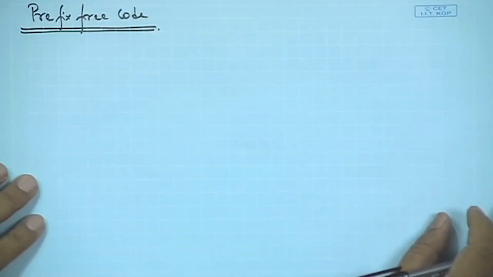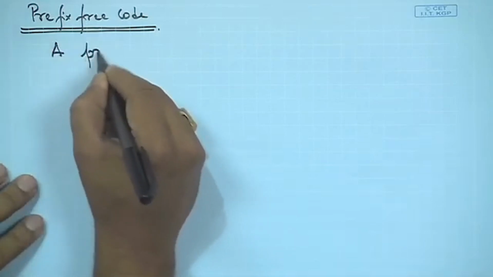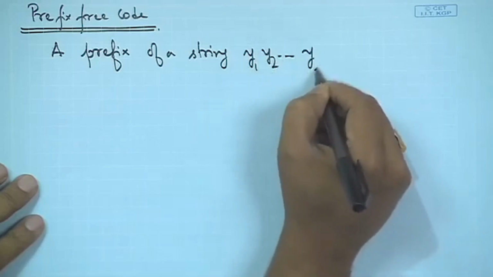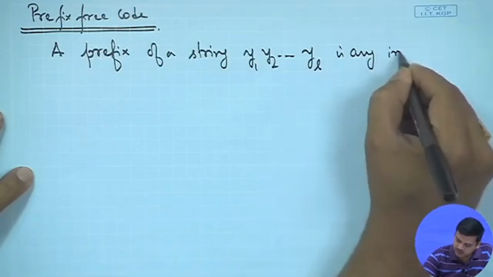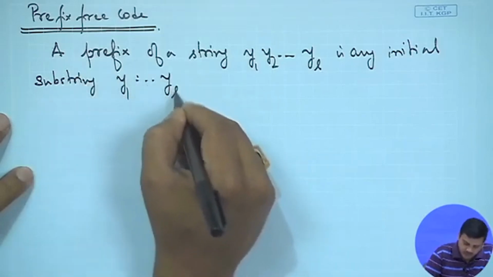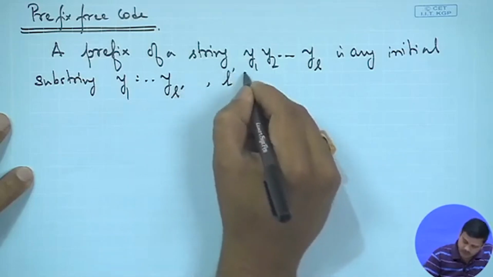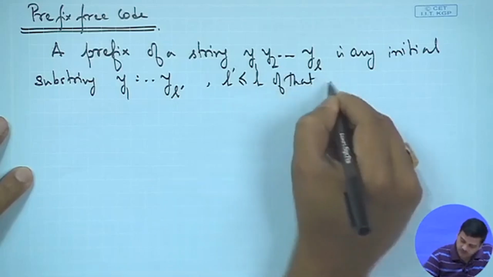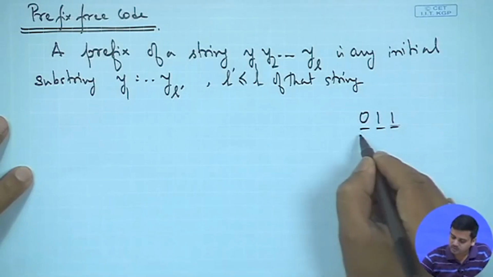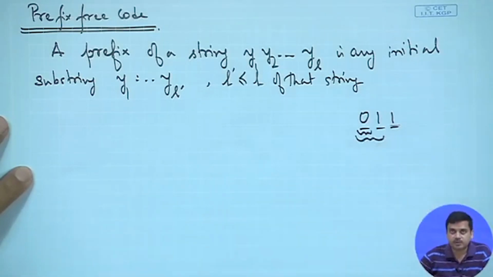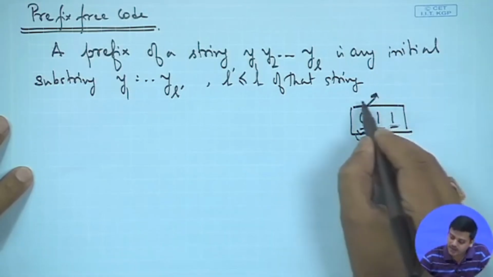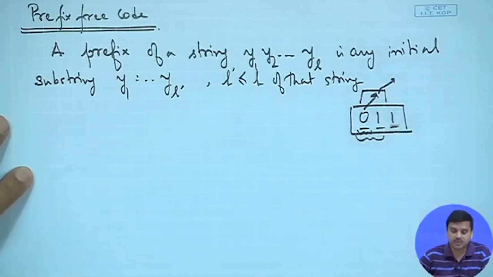By a prefix free code, we have to first define a prefix. So, we will say a prefix of a string y1, y2 up to yL is any initial substring y1 up to yL prime, where L prime is less than or equal to L of that string. What we mean is that suppose I have 0, 1, 1 as a code word. So, there are 3 bits. 0 is a prefix, 0, 1 is a prefix. So, a prefix free code, if it has this as a code word, should not have 0 as a code word, and it should not have 0, 1 as a code word, because these are prefixes.